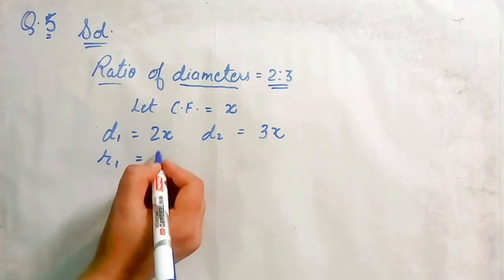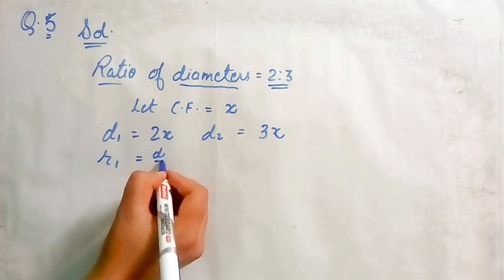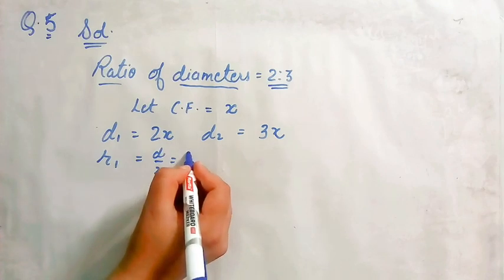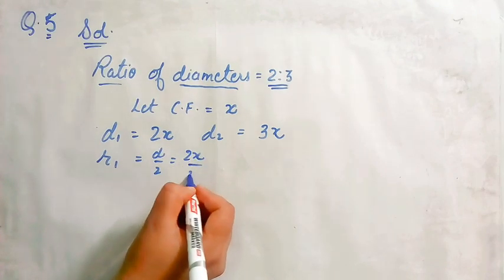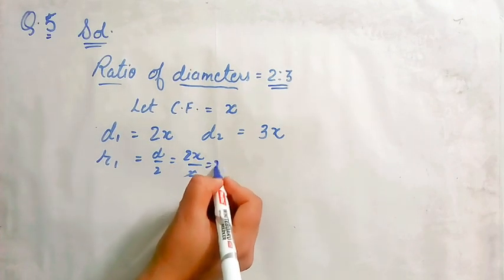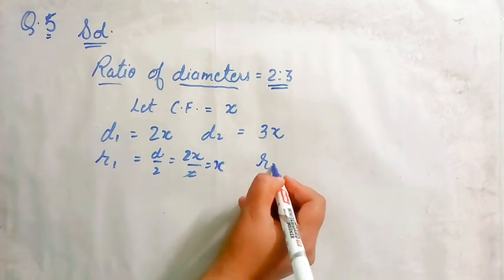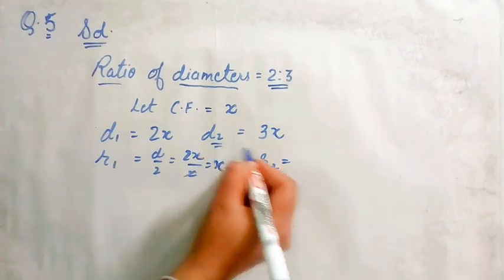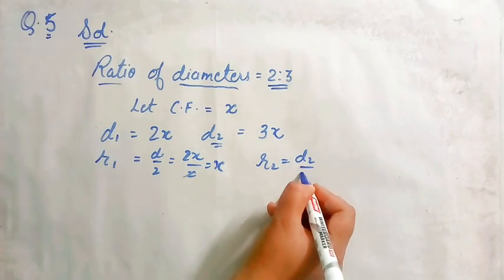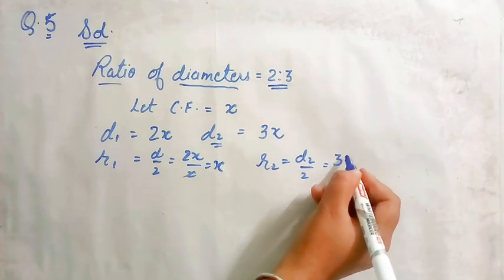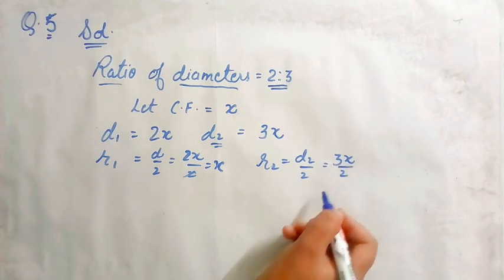Therefore r1, the first radius, will be d1 upon 2, which is equal to 2x upon 2, which will be equal to x. And the second radius r2, that is d2 upon 2, will be equal to 3x upon 2.